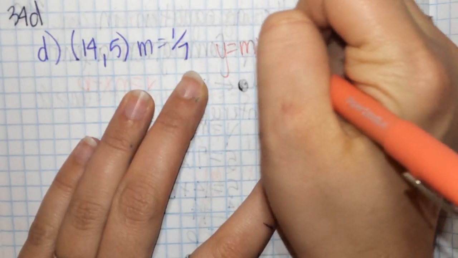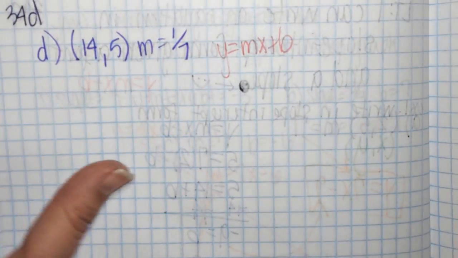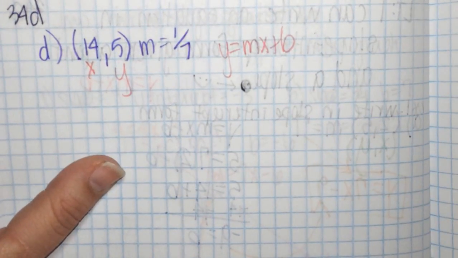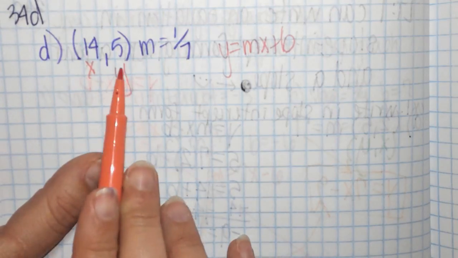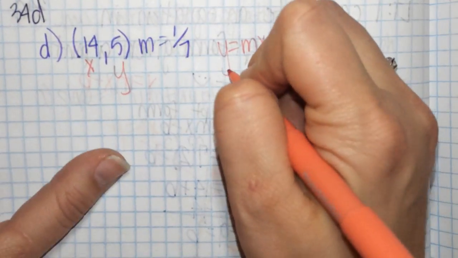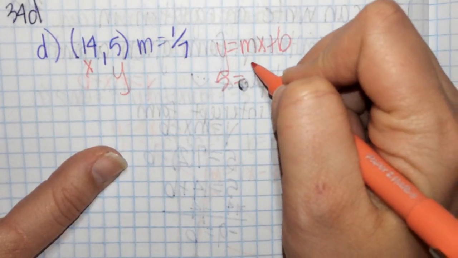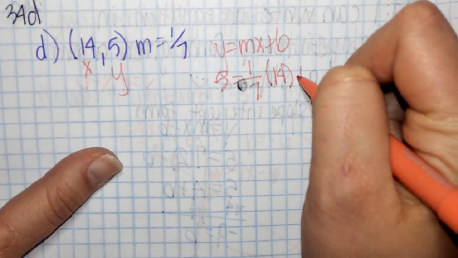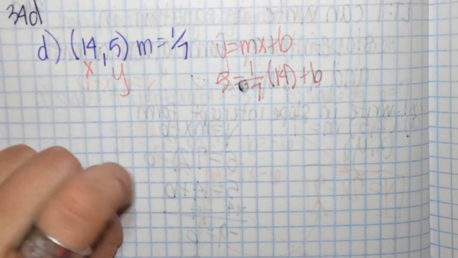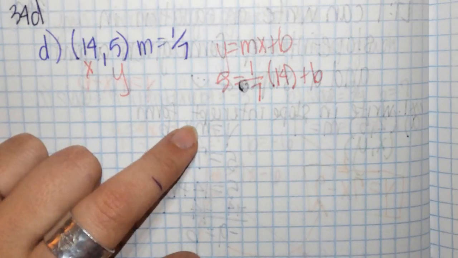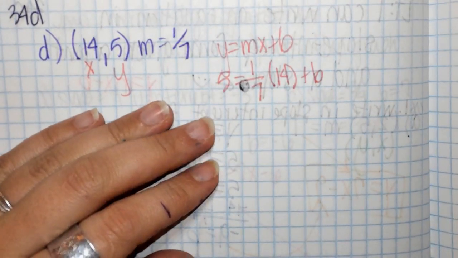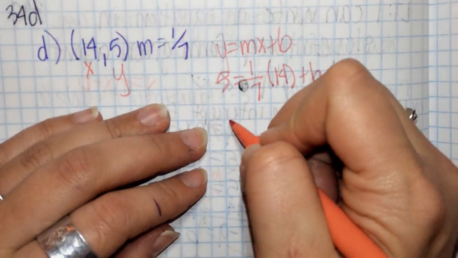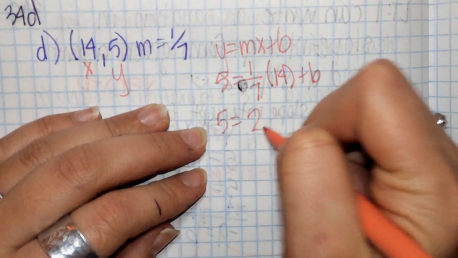Alright, so y equals mx plus b. Everybody write that. We're writing it every single time. And then you're going to write x and y. Alright, what's our y value? 5. What's our m? 1/7. What's our x? 14. Plus b. Is everybody with me? Now, fractions are division. All you do is divide. You do 14 divided by 7. What's 14 divided by 7? 2. So 5 equals 2 plus b.